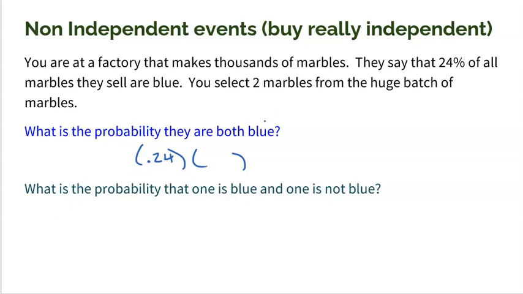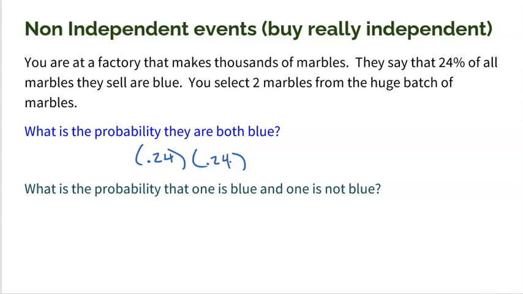Technically, that next marble being blue has a slightly less chance because there's one less marble, but there's thousands of them. So one less marble, big deal. There's still thousands left. But technically there's one less blue marble as well because I took a blue one out. But again, we still keep it at 24% because what we say is that, yeah, maybe that second marble is slightly less likely to be blue, but the difference is negligible. It could be 0.23999999.